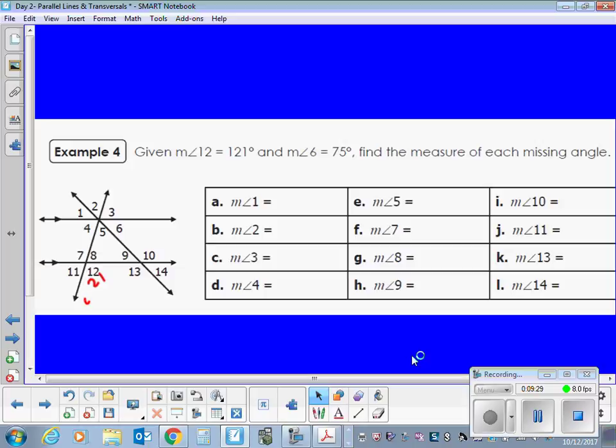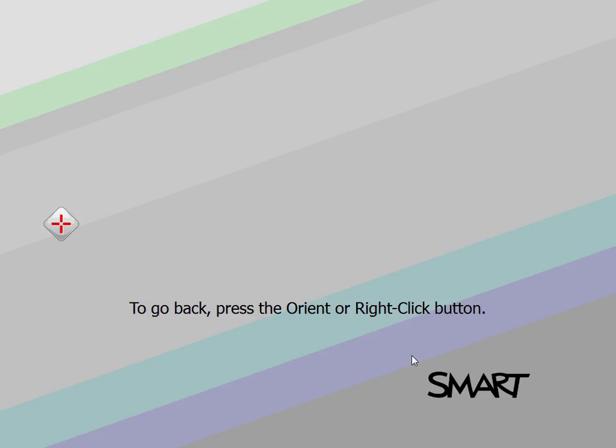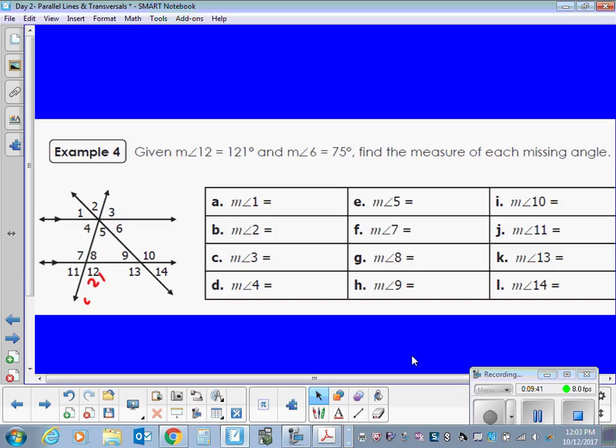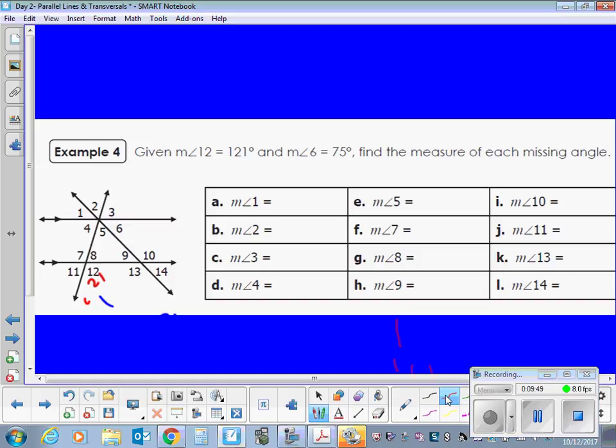Come on. We always do this, Jared. Alright, so it says that angle 12 is 121. What's wrong with this thing.